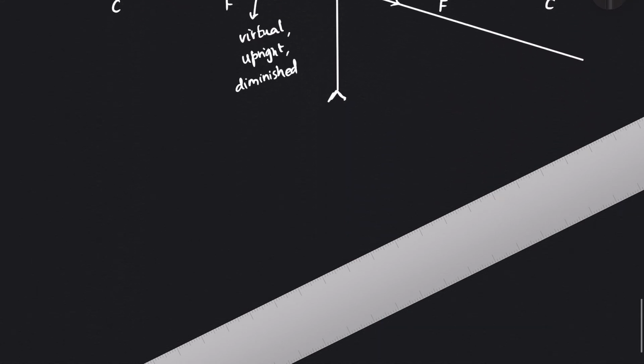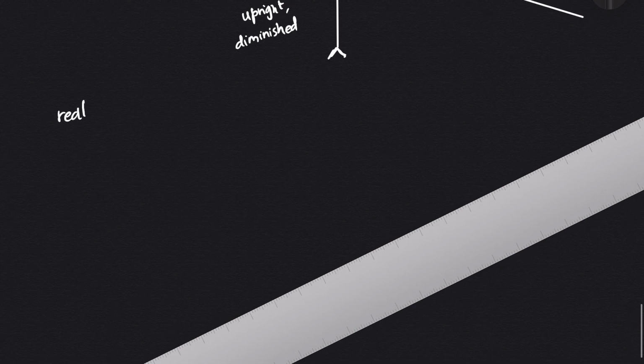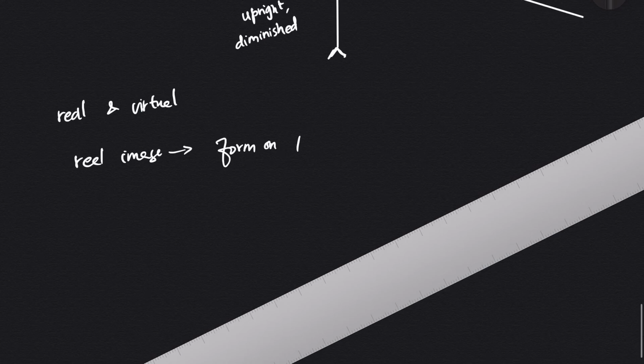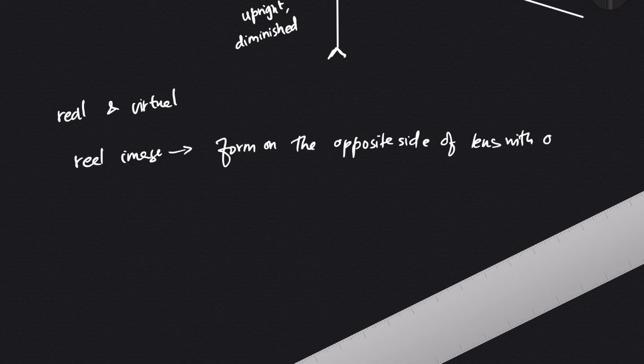So what's the difference here between a real and a virtual image? A real image forms on the opposite side of the lens from the object. So it's on the opposite side.